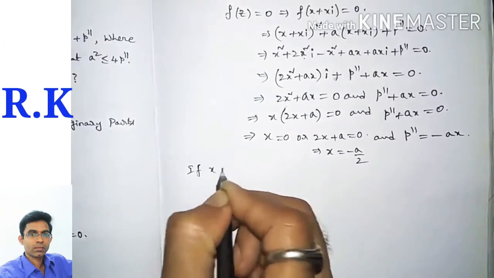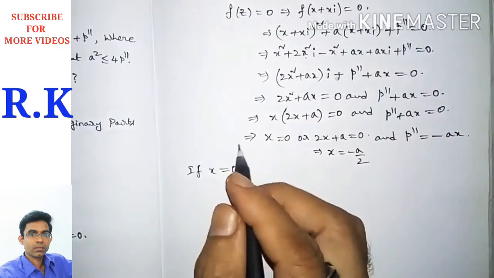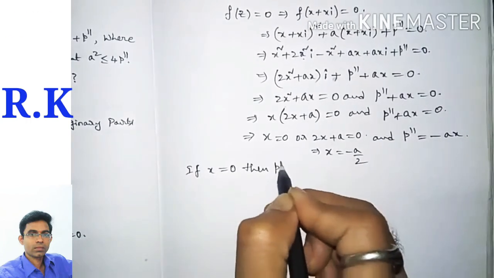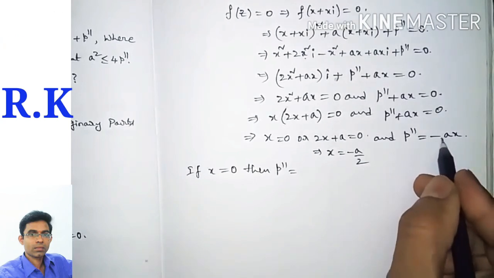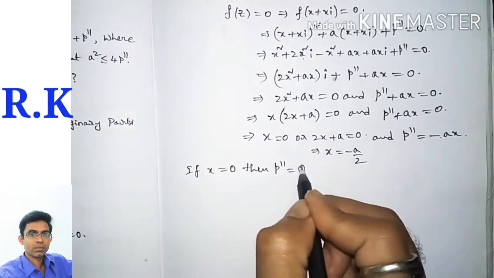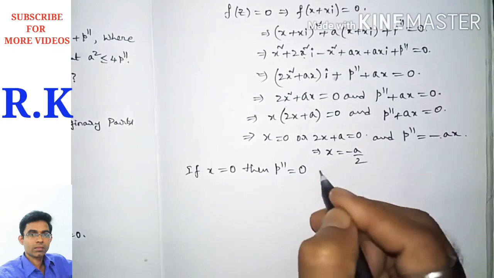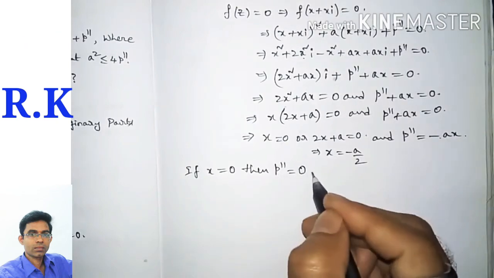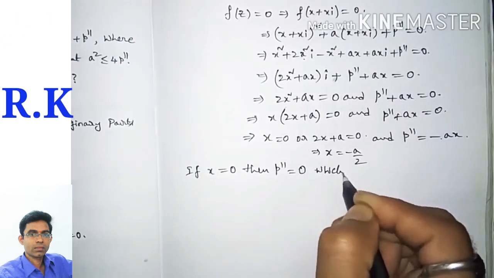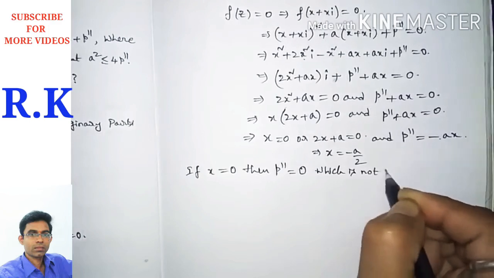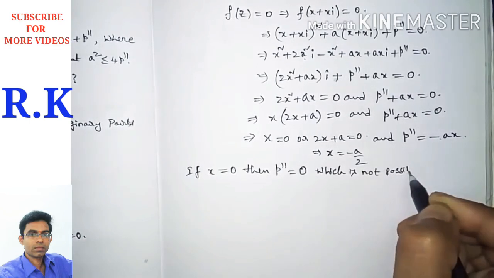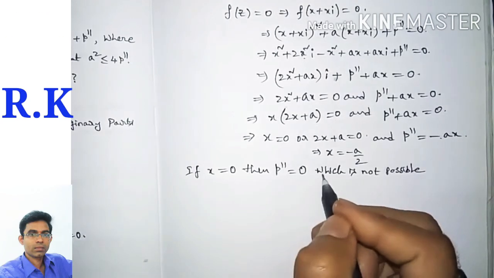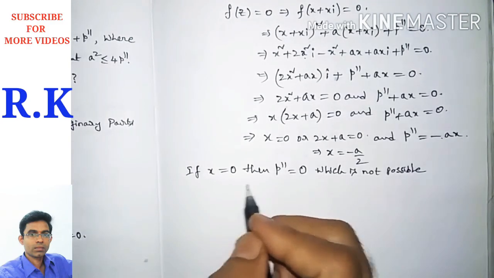If x = 0, then whenever x is equal to 0 we have p^11 = -ax, meaning -a into 0. So that value p^11 is equal to 0, which is a wrong one, because p^11 is a prime number. So this is not possible.